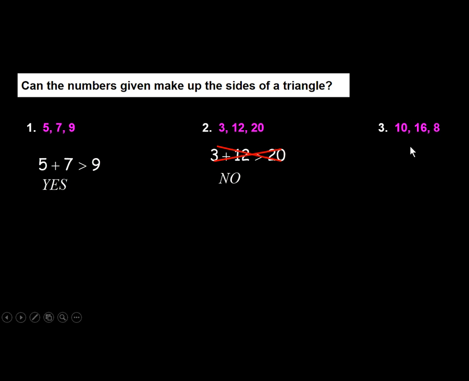The third one has a trick to it. Make sure you're comparing the small ones to the large ones. See, in the third one, you have to add the 10 and the 8. Those are the two small sides. Is 10 plus 8 more than 16? Yes, you can make a triangle with those 3 side lengths.